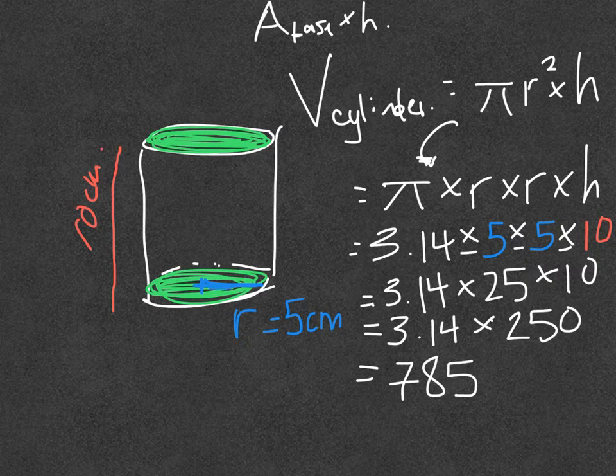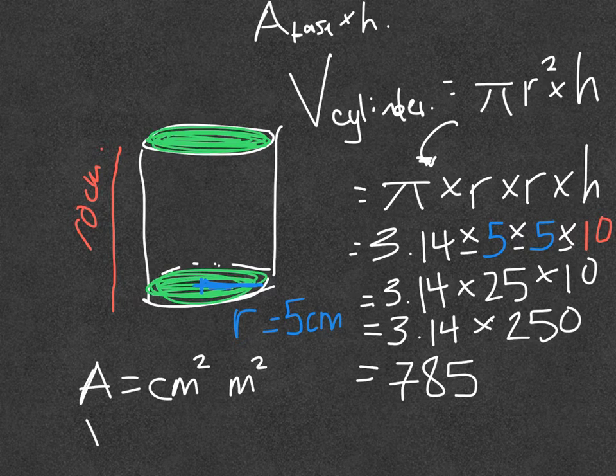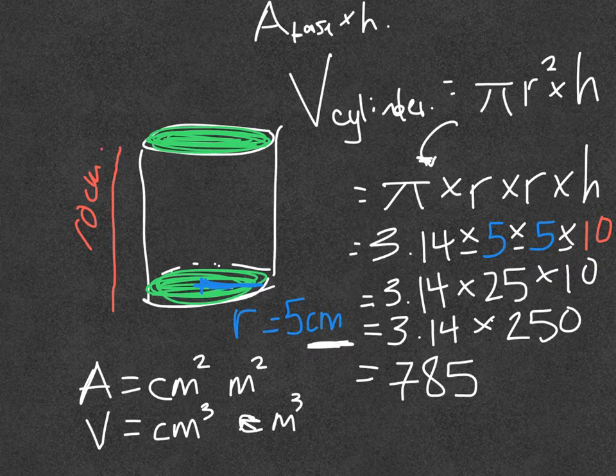So remember, in order to find area, that gives you squared units, so centimeters squared, meters squared. But now we're dealing with volume, and that's a centimeter times a centimeter times a centimeter. So now we have centimeters cubed, and meters cubed. So we're dealing with cubic units. This is in centimeters, so we have to say centimeters cubed.